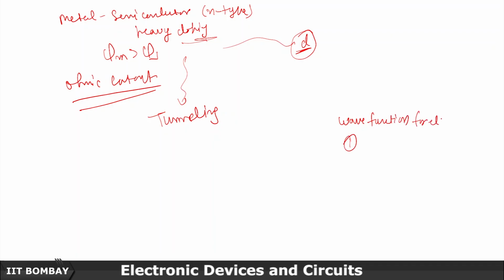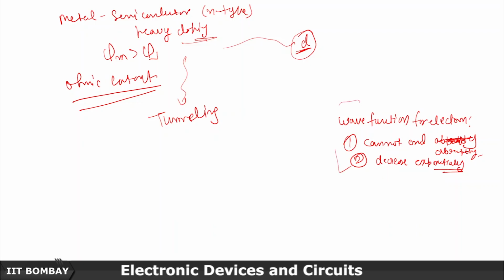So rather it decreases exponentially. So you can say the wave function for the electron cannot end abruptly, rather it decreases exponentially. So that's in terms of wave function.